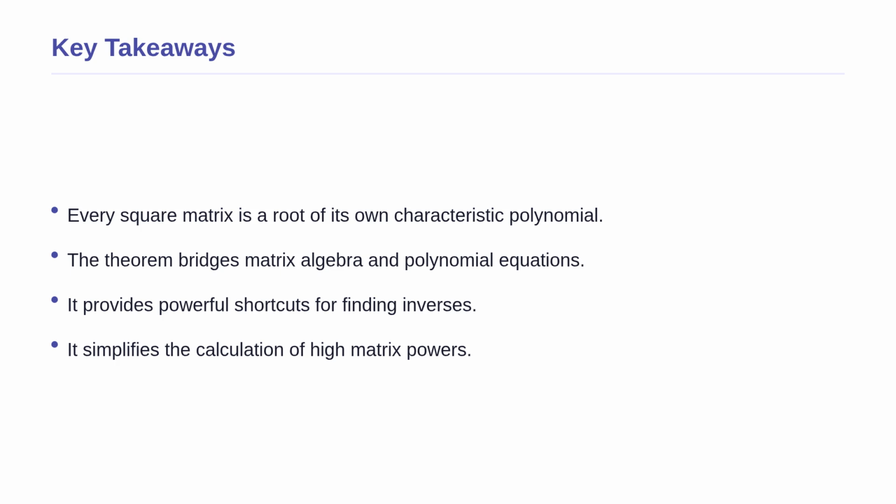Second, we saw how this elegant property provides powerful shortcuts, allowing us to find matrix inverses without tedious row reduction. Finally, we learned how it collapses complex, high-power matrix multiplications into simpler arithmetic, which is essential for modern engineering and robotics. You have now mastered the full scope of this incredible theorem. Great job!